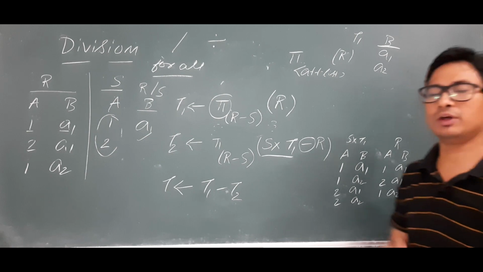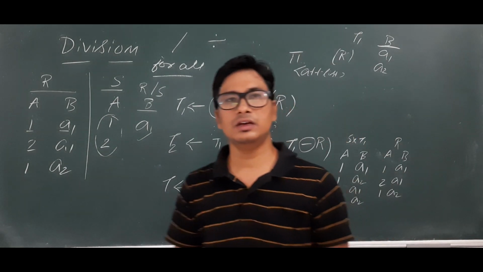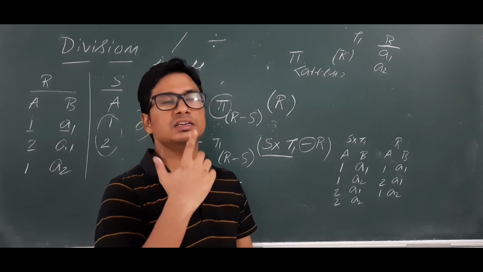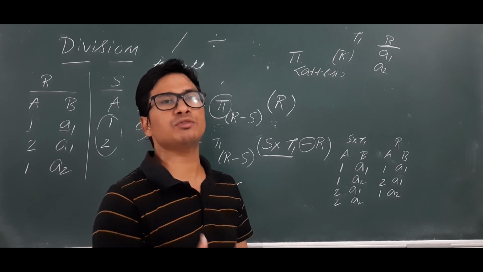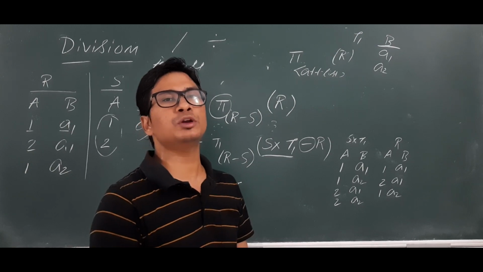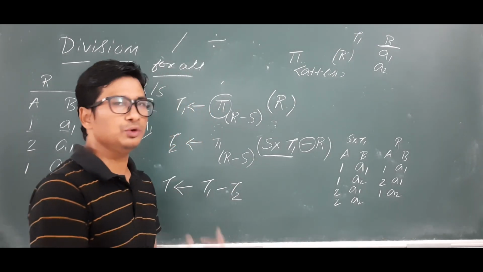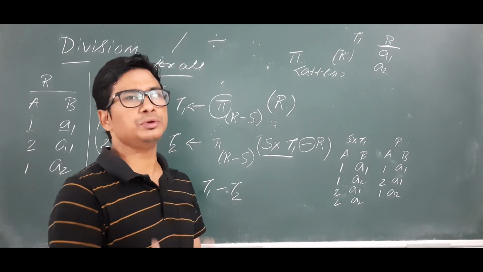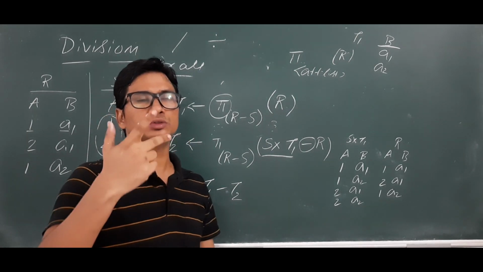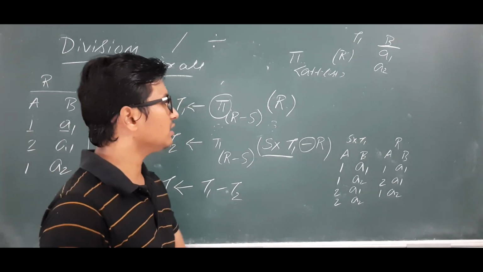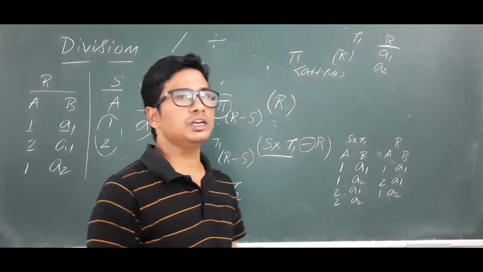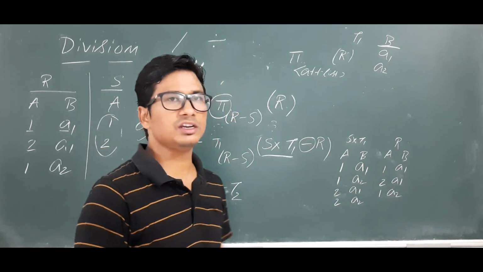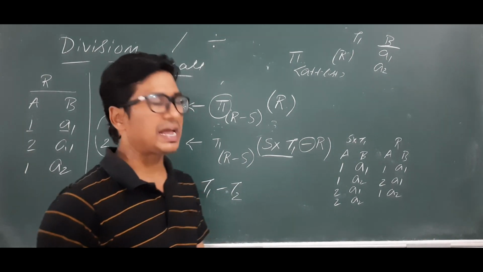Remember one thing, whenever you need to apply a set operator, like set union, set intersection, set difference, then you should check whether the relations are union compatible or not. The two relations should be union compatible, then only we can apply any set operator. What is meant by union compatible? Union compatible should satisfy two conditions. One is that the degree of the two relations should be the same. What is the degree of this one? It is 2. What is the degree of this relation? It is also 2. So the degree is matching.